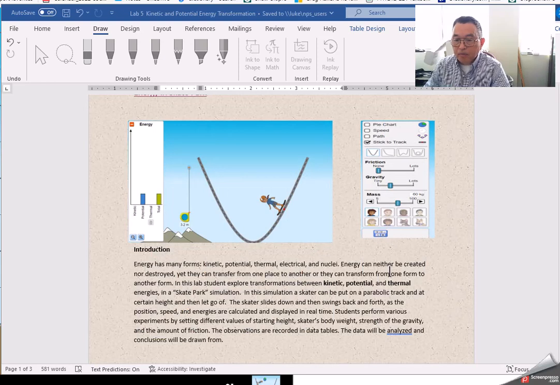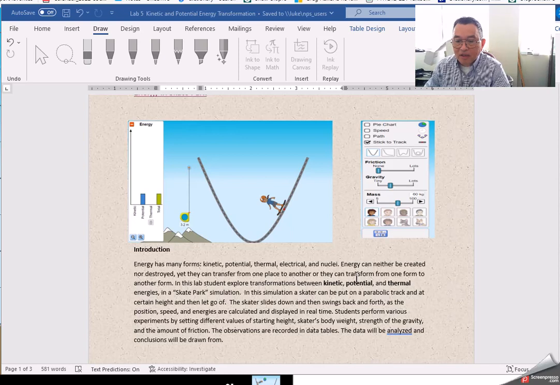Yes, energy has many forms: kinetic, potential, thermal, electrical, and nuclear. Energy can never be created nor destroyed. This is the so-called law of energy conservation. Yet it can transfer from one place to another, or transform from one form to another. In this lab, students explore transformations between kinetic, potential, and thermal energies.